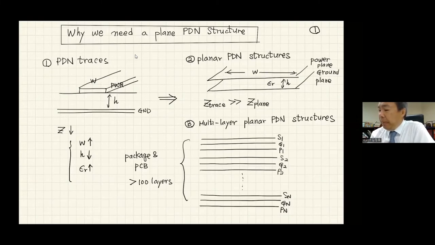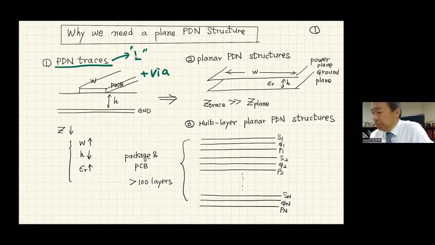Please remember that usually the PDN traces are creating inductance. Usually a trace or via is responsible for inductance in PDN traces. I'd like to remind you that the ideal impedance of a PDN network should be very, very low. However, because of these PDN traces at PCB level or package level, or even inside the chip, it will have some inductance. Because of this inductance, impedance will grow at higher frequencies.